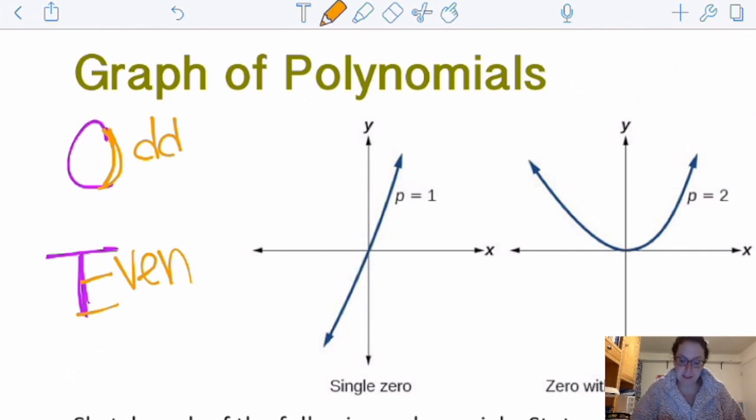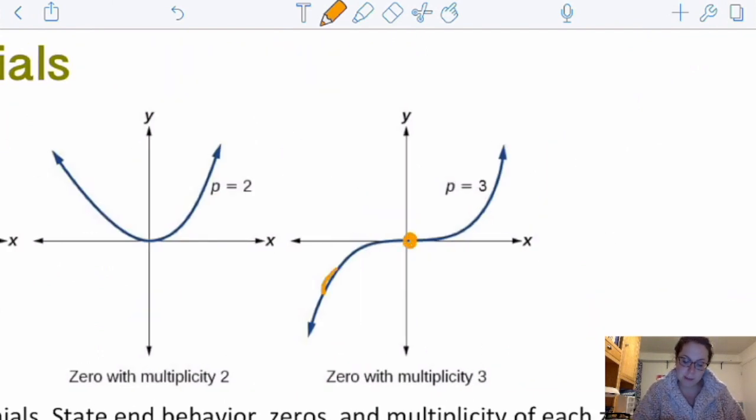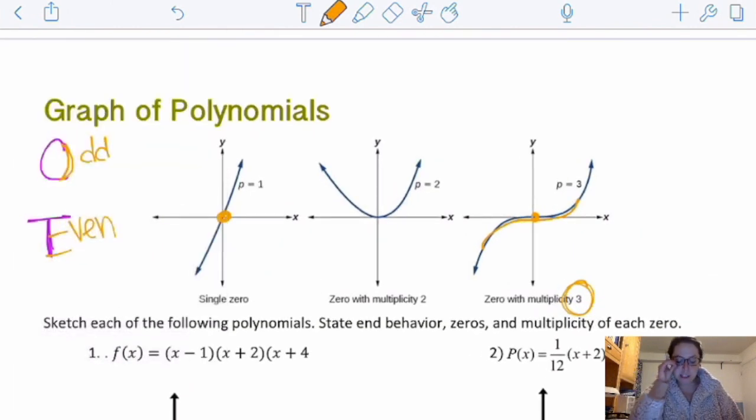The other thing I would think is look at the way it crosses, right? So there it just straight up crosses. That is a multiplicity of 1. Here it crosses, but it flattens out. The more it flattens out, the higher your multiplicity is. So this is odd, but it has a multiplicity of 3. So let's do a couple of these.